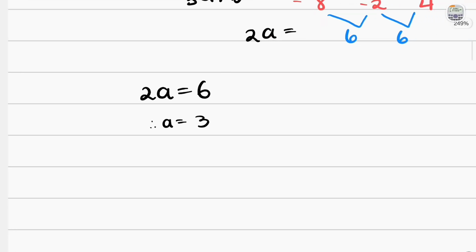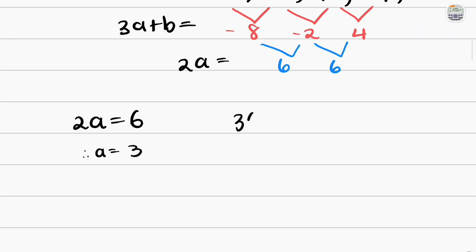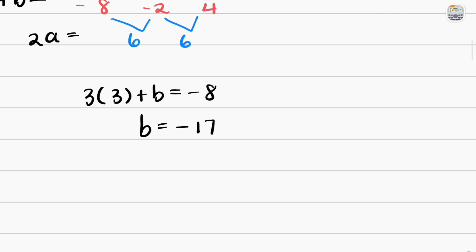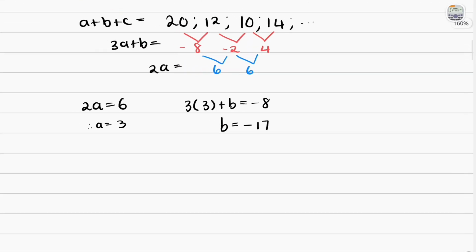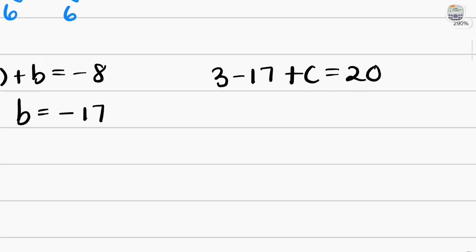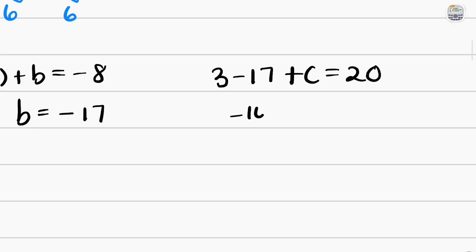And then let's find b. So we'll say 3 times 3 plus b is equal to negative 8. And then b is equal to negative 8, and this becomes 9. So if you transpose 9, it becomes minus 9. So that is negative 17. And then c, we'll find c by saying a plus b plus c equals 20. But we already know what a is. A is 3, and then b is negative 17, and then plus c equals 20. So 3 minus 17 is negative 14.